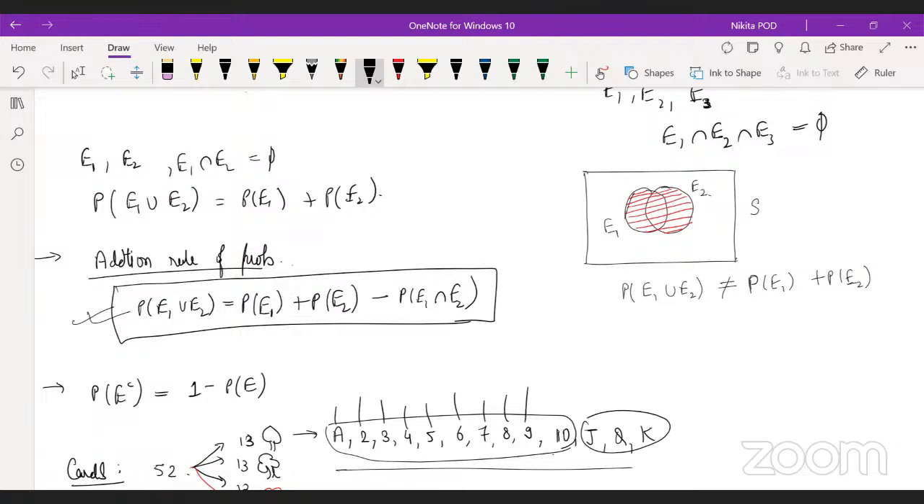So what is happening is you have this E1 and then you have this E2. If you add these two, you see that this intersection is something which is appearing 2 times, right? Once in E1 when you are shading the region E1, and second when you're shading the region E2. This is coming 2 times, right? So if we subtract one of this, then it would be equal. And that's how we are getting probability of E1 union E2 equal probability of E1 plus probability of E2 minus probability of E1 intersection E2. And this is called the addition rule of probability.